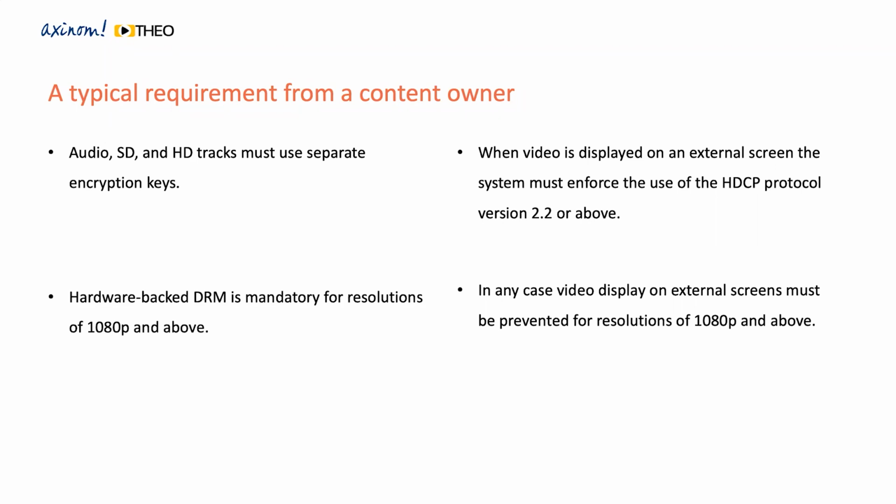Audio, SD and HD tracks must use separate encryption keys. Hardware-backed DRM is mandatory for resolutions of 180p and above. When video is displayed on an external screen, the system must enforce the use of the HDCP protocol version 2.2 or above. In any case, video display on external screens must be prevented for resolutions of 180p and above.